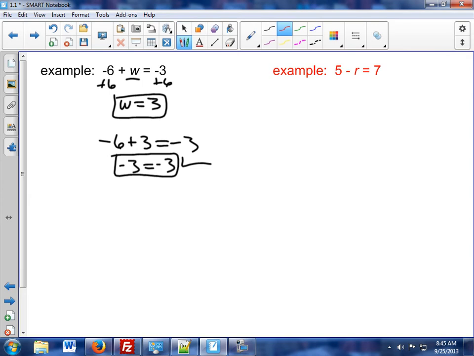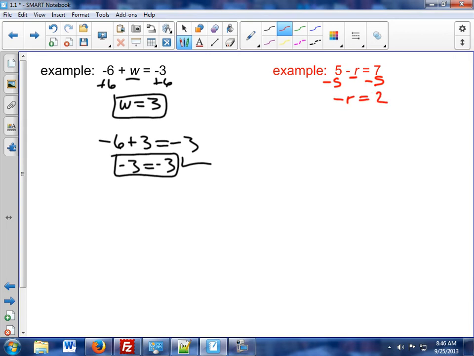Now this one really isn't that much more difficult. I just threw a little wrinkle into this, okay? So, we're going left to right. We need to get rid of this variable. Is that 5 positive or negative? Positive. So we're going to subtract 5 from both sides. There's the tricky one. Is that r positive or negative? It's negative, so you have to keep it negative.